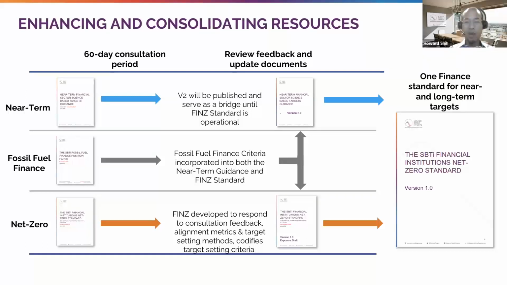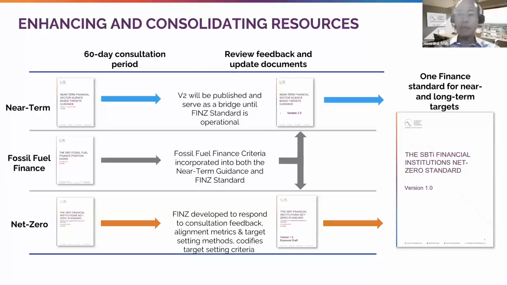Second, the fossil fuel finance criteria will be incorporated in both the near-term guidance version 2 and the FIN standard. But there's going to be a difference there. Under the near-term guidance, it will only be applicable to FIs that choose to set targets based on this criteria, in order to cover their fossil fuel related investments and lending activities. On the other hand, these fossil fuel finance criteria will be proposed as general criteria for all FIs under the FIN standard. And third, the FINS document is an initial conceptual draft.